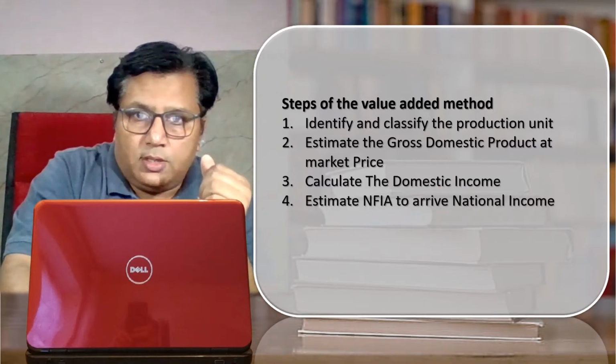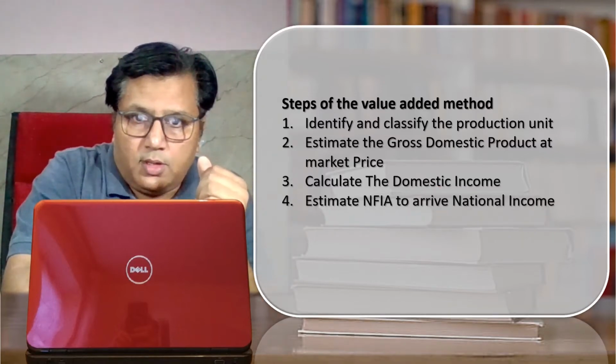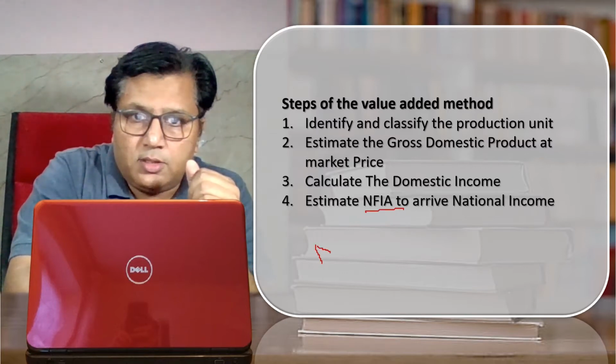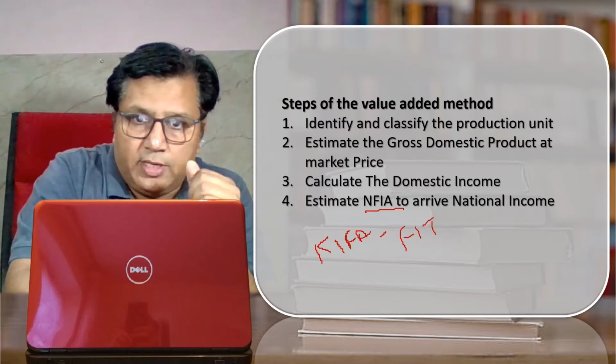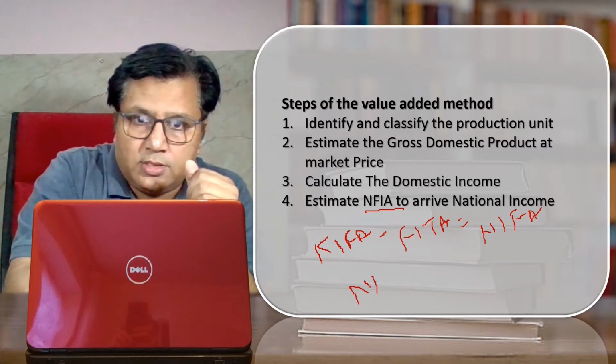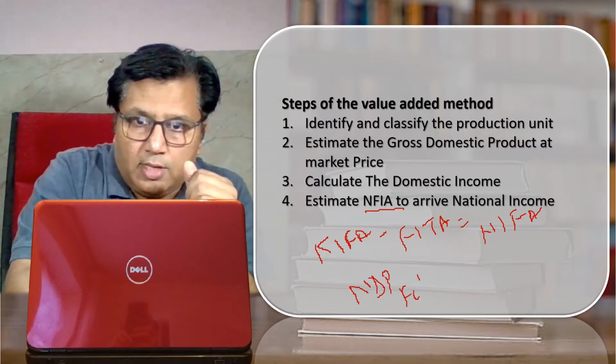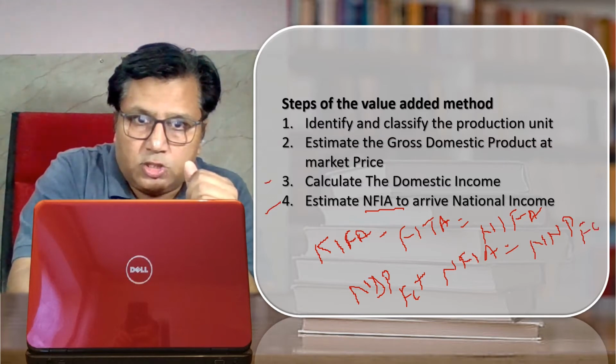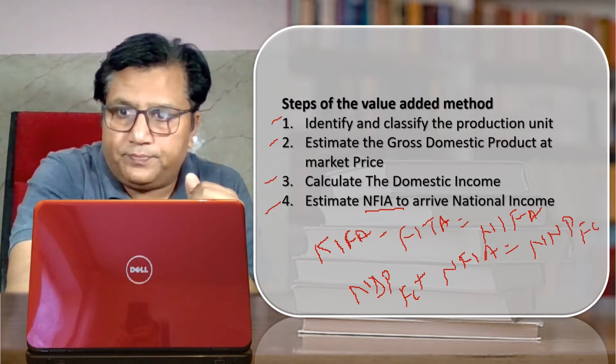Next, I have to find out the net factor income from abroad. How to find out the net factor income from abroad? That is FIFA minus FITA. So here we have calculated NFIA, and to the domestic income, that is NDP FC, I just add the value of NFIA and then we will get national income, that is NNP FC. That is the fourth stage. I hope all the 4 stages are clear.